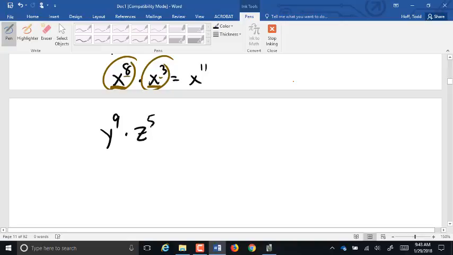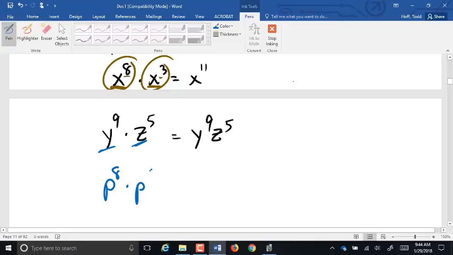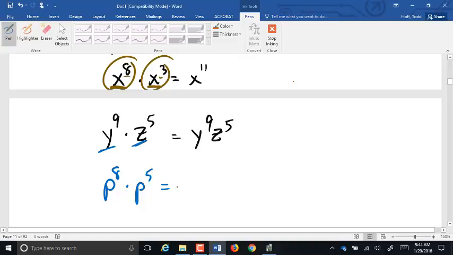If I have y to the 9th times z to the 5th, I end up with y to the 9th z to the 5th. I cannot add those powers because those were different bases. I had a base of y in one exponent and a base of z in the other. I must have the same base. Now, if it were p to the 8th times p to the 5th, can I add the powers there? Yes, because they're the same base. 8 plus 5 is 13.